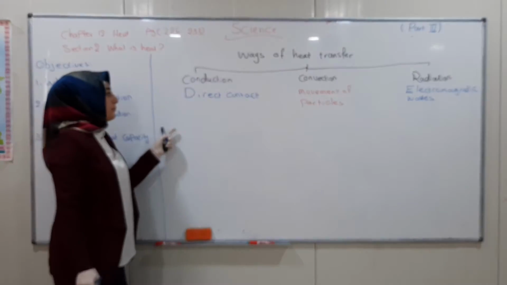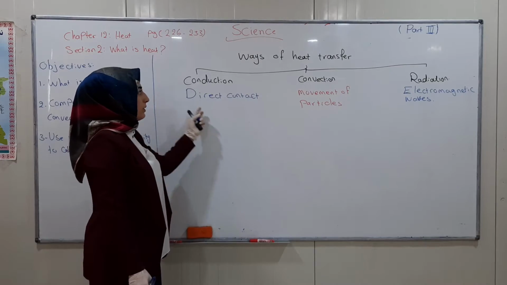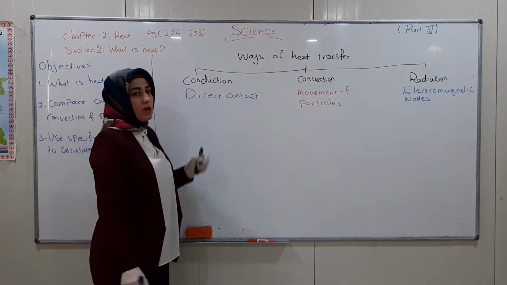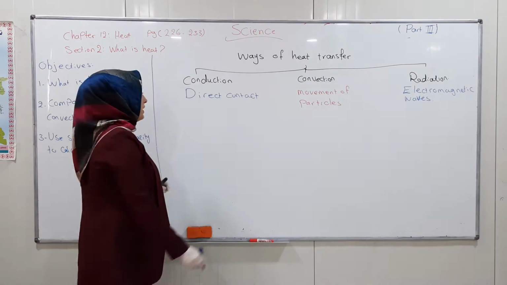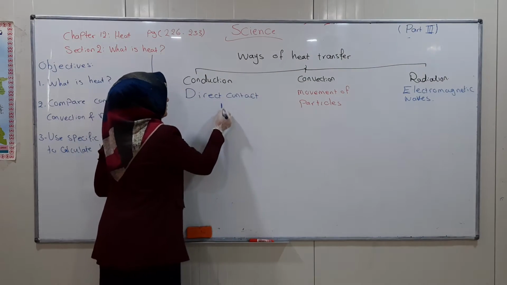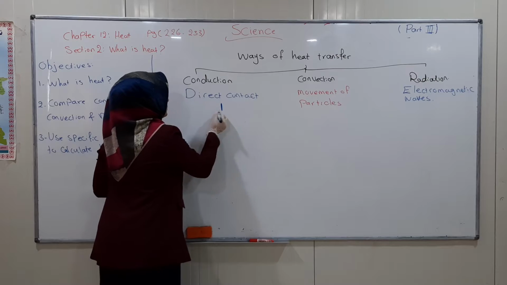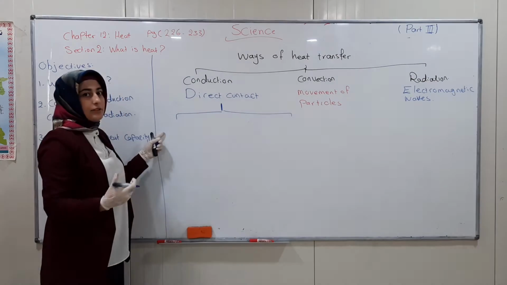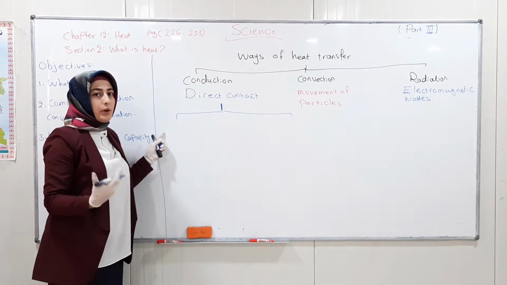Dear students, we said that we have three different ways of heat transfer: conduction, convection, and radiation. In conduction, both particles with different temperatures are in contact. We have two different types of materials. The first one can transfer thermal energy very well.